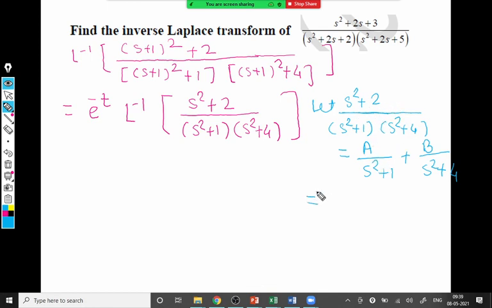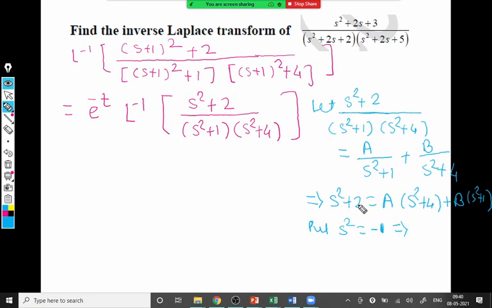Cross multiplication gives us s² + 2 equals A times (s² + 4) plus B times (s² + 1). This is s² + 1. So which values should we substitute now? You can put s² equal to minus 1 directly. This s² equal to minus 1. Okay, if you put s² equal to minus 1, what happens?